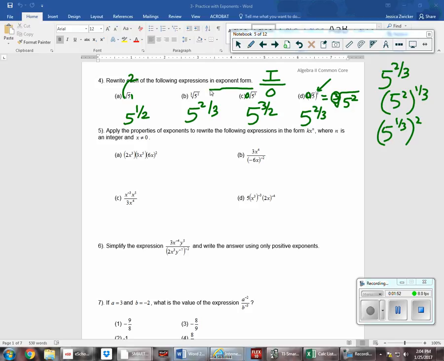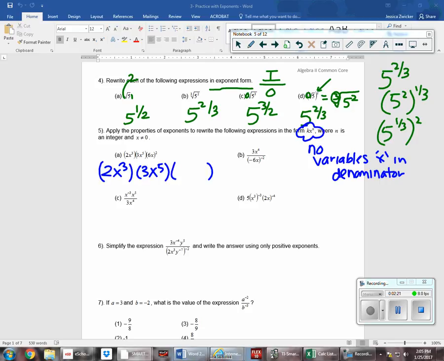In number 5, they ask you to rewrite in the form k times x to the n. That means that there are no variables or x's in the denominator. So now I look at A. There's no denominator, so that's good. I'm going to keep 2x cubed. I'm going to keep 3x to the 5th.